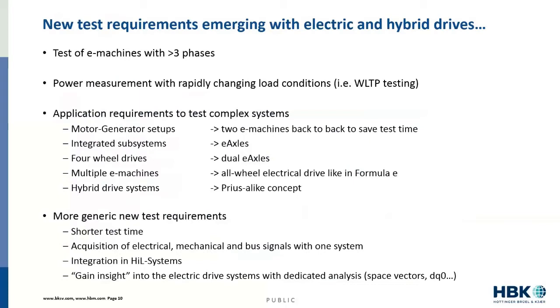We're starting to see more integrated subsystems, such as an E-axle, which is a transmission and a motor integrated into a single housing. So it needs to be tested as a whole. 4-wheel drives can have individual motors and transmission on each individual machine, or dual E-axles. And the very complex hybrid drive systems like you find in the Prius require some unique testing capabilities.